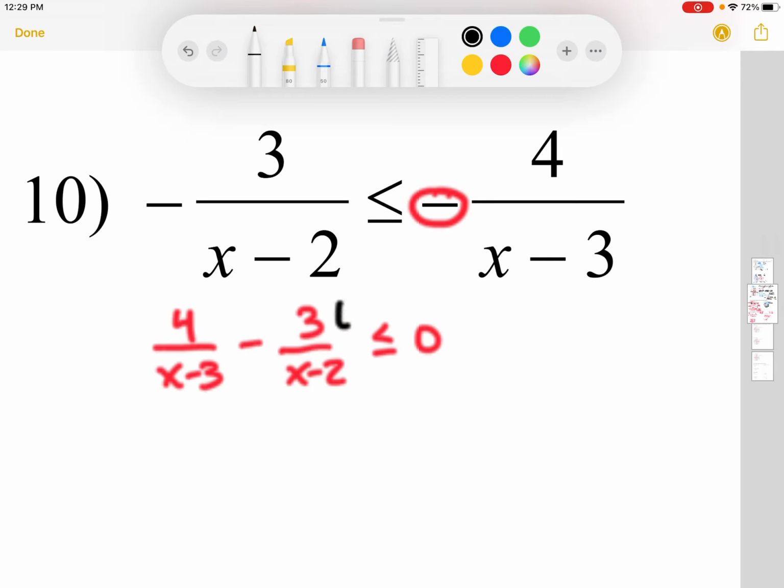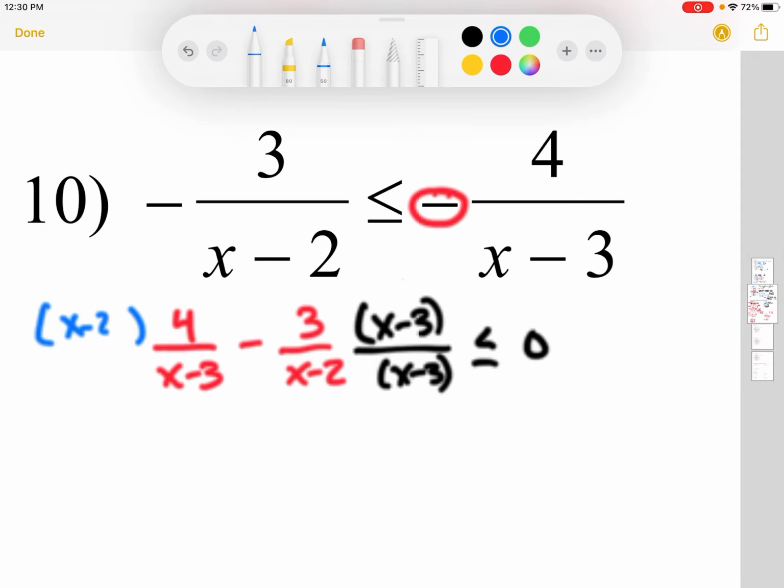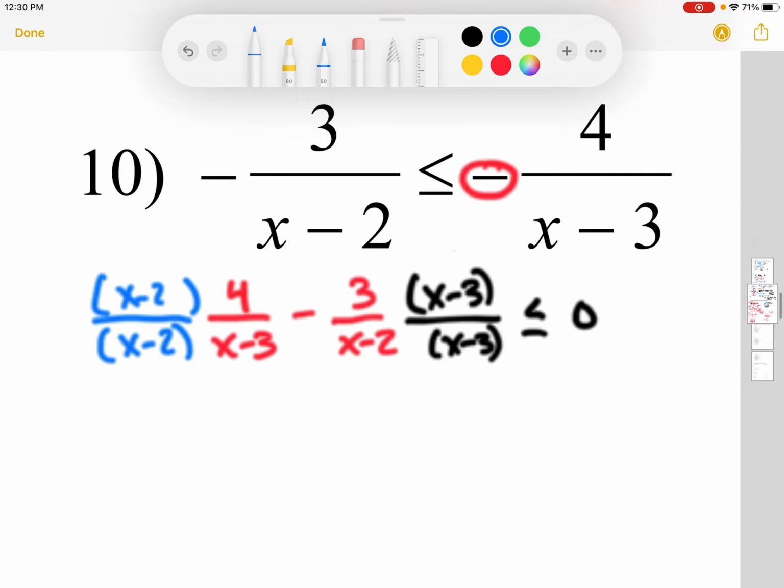We're going to multiply the 3 over x minus 2 by x minus 3 in the numerator. You know what? Let's make some space here. Clear this out. This is still less than or equal to 0, but I'm going to leave room for what we're multiplying by. So we need to multiply this fraction by x minus 3 in the numerator and denominator, and the 4 over x minus 3 needs to be multiplied by x minus 2, numerator and denominator.